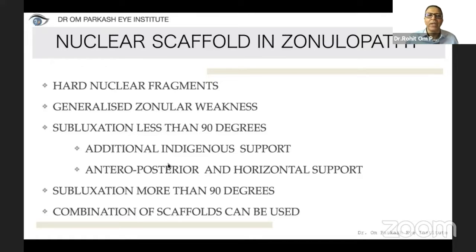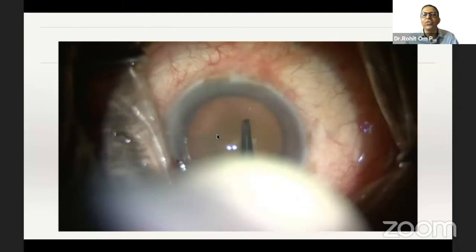In subluxation less than 90 degrees, it acts as an additional indigenous support, which is anterior-posterior and horizontal, giving a three-dimensional support. And in subluxations more than 90 degrees, you can use it in combination with other aids like capsular hooks and CTRs, to our advantage. So I would like you to see this.